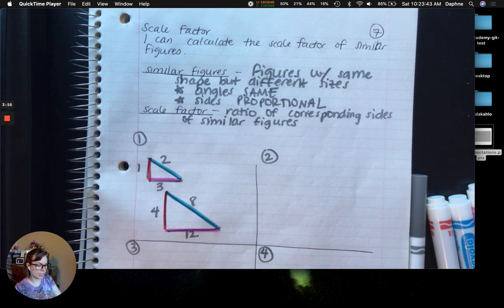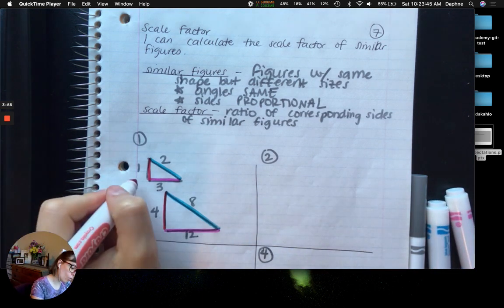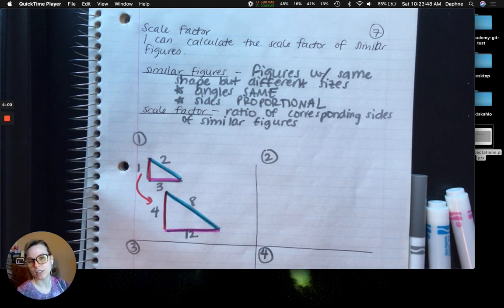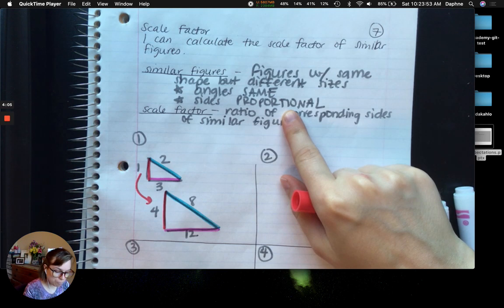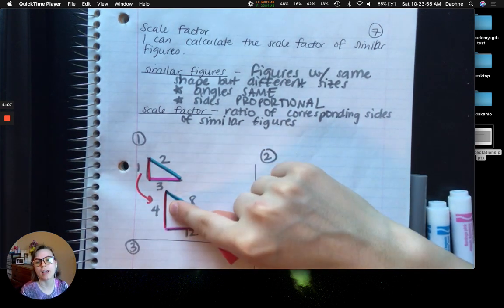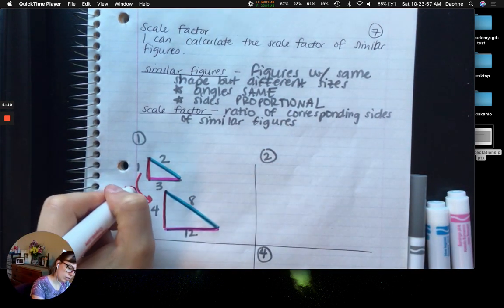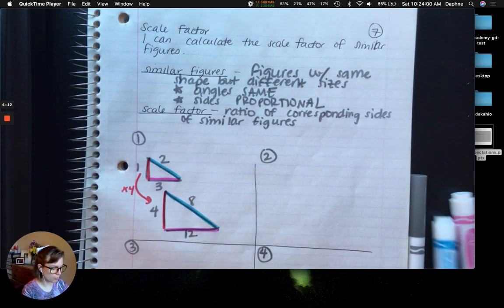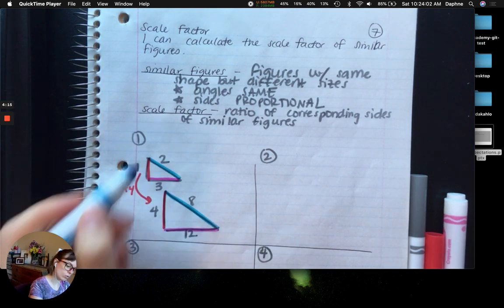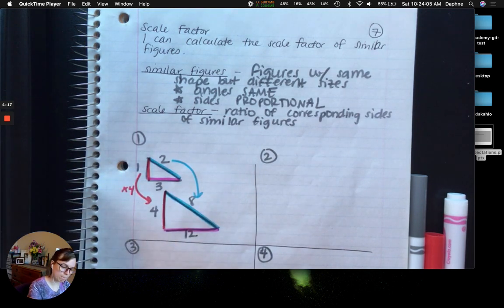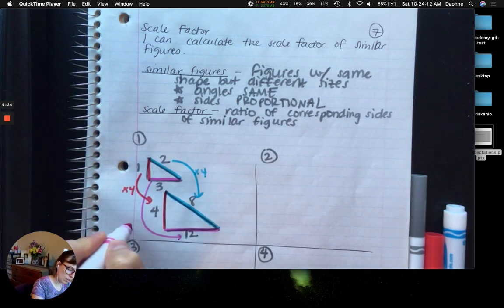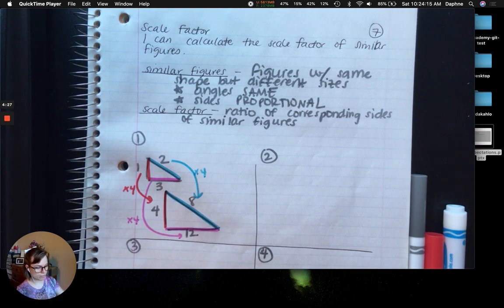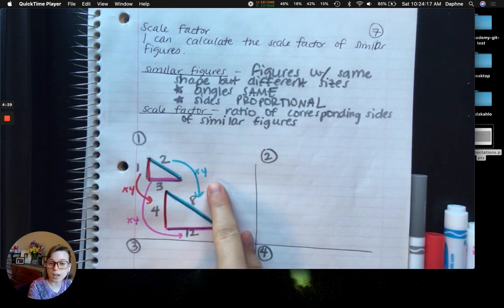Then looking at these, we can figure out what our scale factor was for each pair of sides. So on the 1 to the 4, remember, we're only multiplying and dividing. Proportional is only multiplication and division. We're not adding and we're not subtracting. So 1 times what makes 4? Times 4. Let's check all our other corresponding pairs. So 2 times what makes 8? Times 4. And then 3 times what makes 12? Times 4.